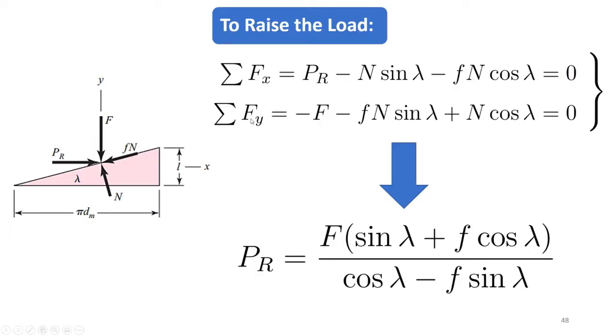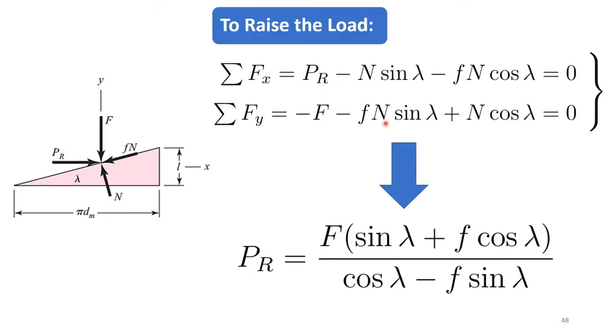Then the forces in the y direction, if we resolve all the forces in the y direction, should also be equal to 0. First we have F, which is in the negative sign, so negative F minus Fn sine lambda. So we have Fn here, sine lambda, plus N cos lambda to give you the vertical component, and that is positive because it's going upwards. That should be equal to 0.